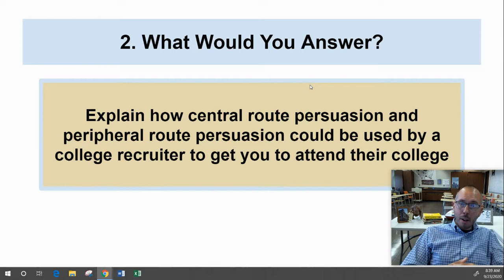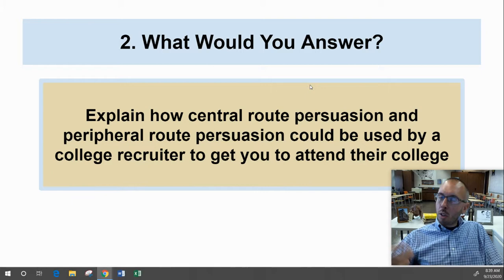Whereas the peripheral route to persuasion would be the feel of the college, taking you on the tour, having you see how everyone's having fun, talking, having people that have already gone there talk about how great it is, or having an upperclassman that you would look up to share that message.